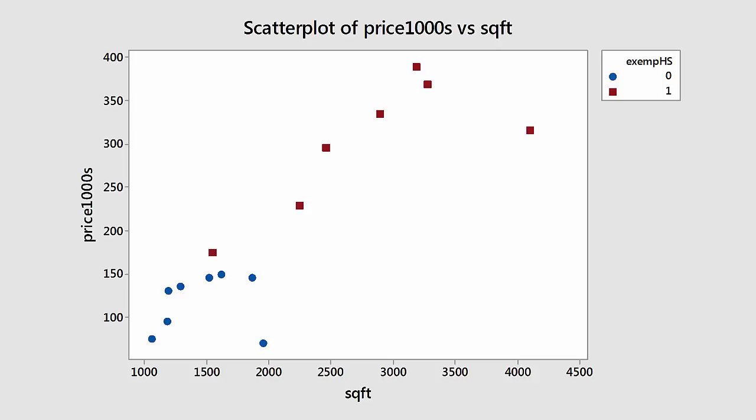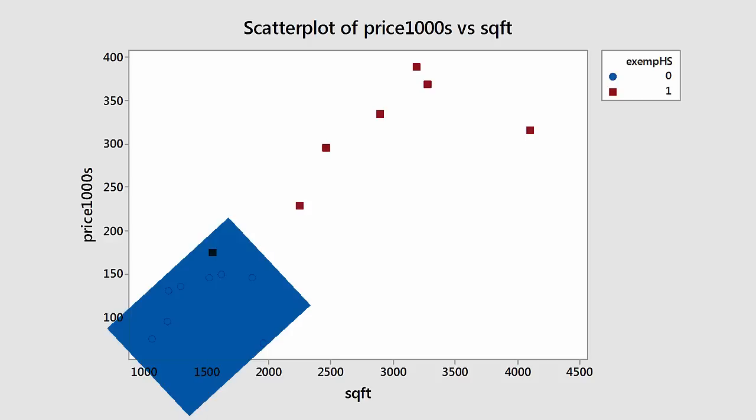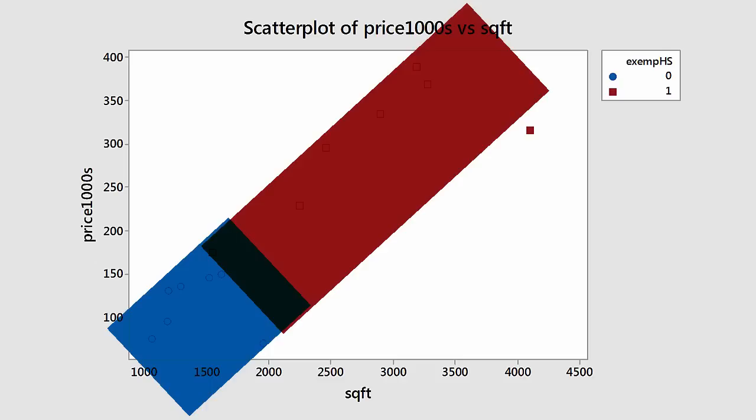So we have two patterns going on. The data points as a whole start in the lower left and go up to the upper right. And then we have sort of a separation in the middle where the non-exemplary schools are in the lower left and the exemplary schools are in the upper right. So there's kind of an imaginary line that runs through the graph here, separating the blue dots from the red ones.